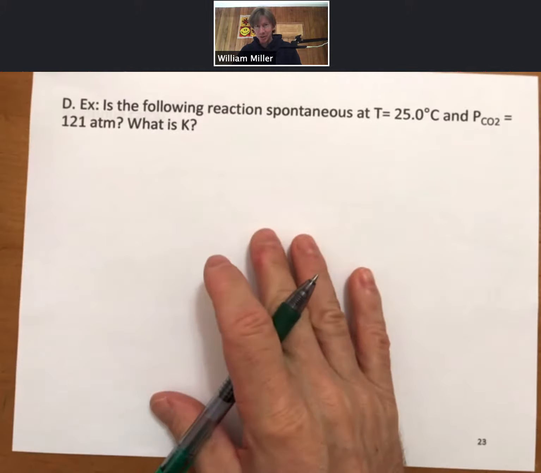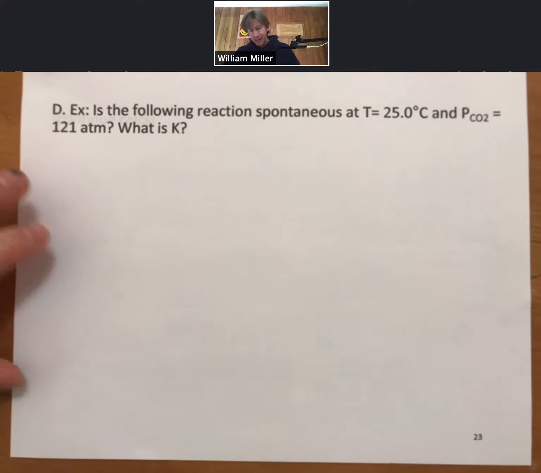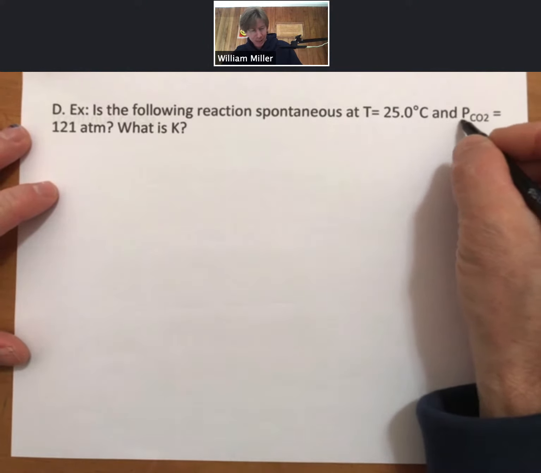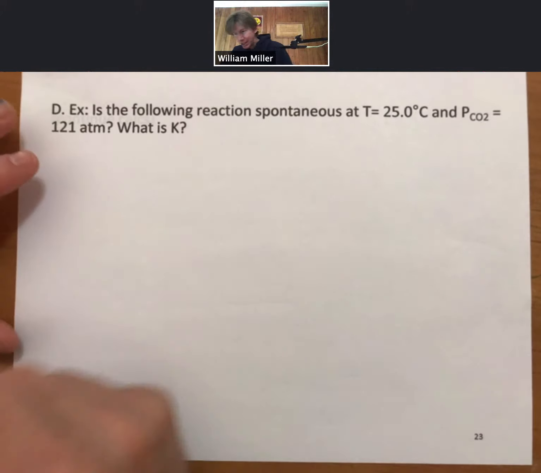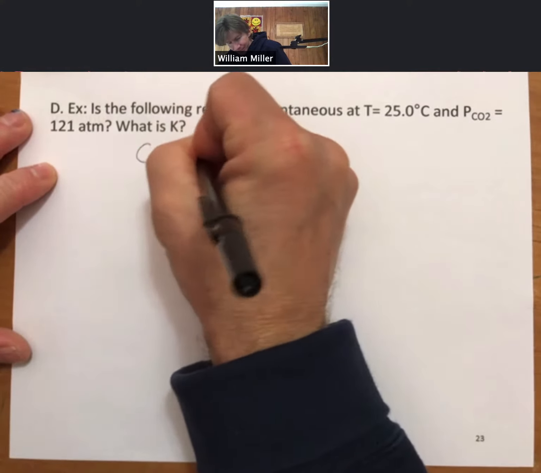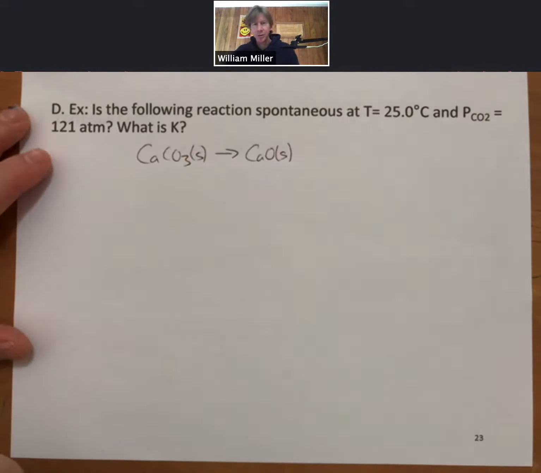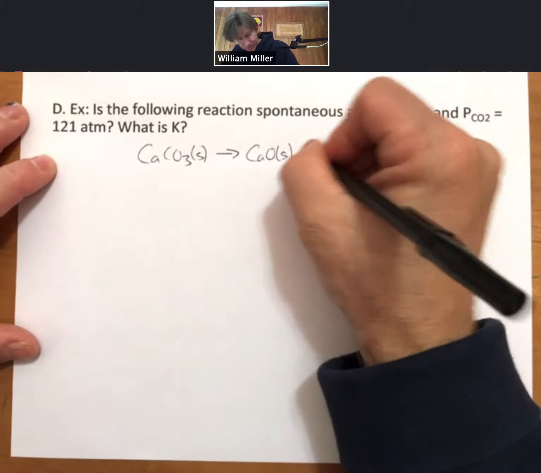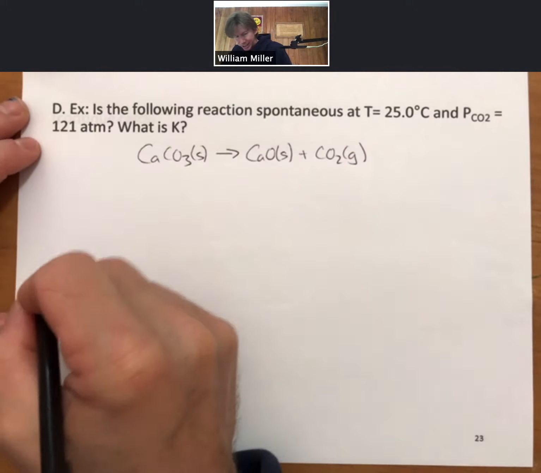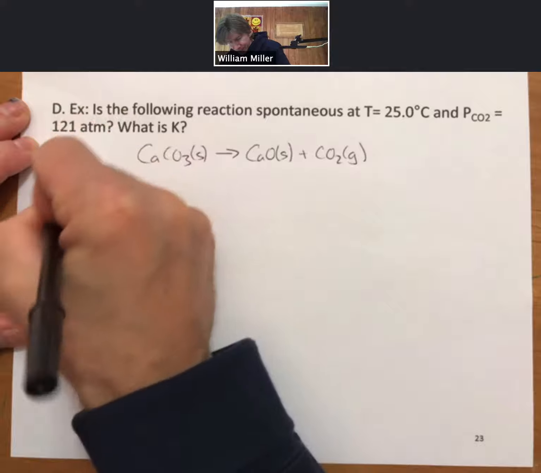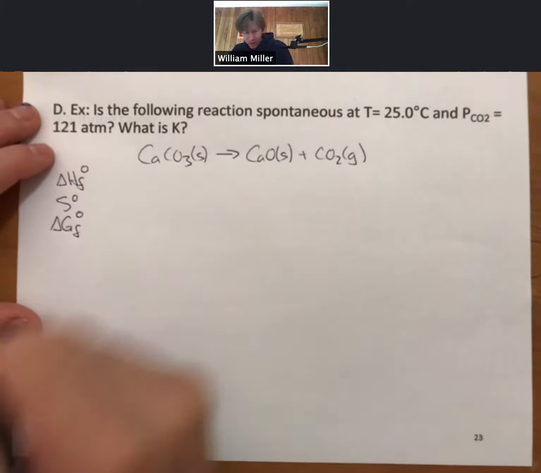Now let's get to the example. No wonder I felt like we were ready for the example. It says, is the following reaction spontaneous at T equals 25 degrees Celsius and partial pressure of carbon dioxide equals 121 atmospheres? What is K? Let me write the reaction. Calcium carbonate, solid, goes to calcium oxide plus carbon dioxide. We'll write out delta HF, S naught, delta G, and all of our units.